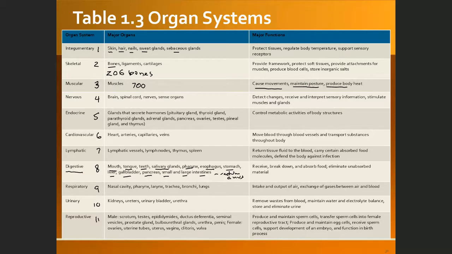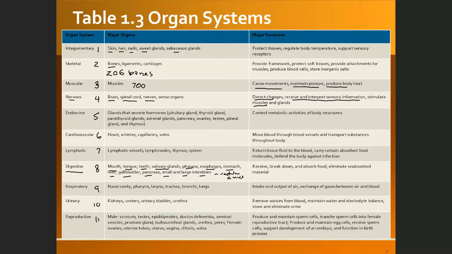The next one is called the nervous system. It consists of three main organs: the brain, spinal cord, and the nerves. These are the organs that make up the nervous system. What is the function of the nervous system? To detect changes, receive and interpret sensory information, and stimulate muscle movement and also gland production. So that's the nervous system.